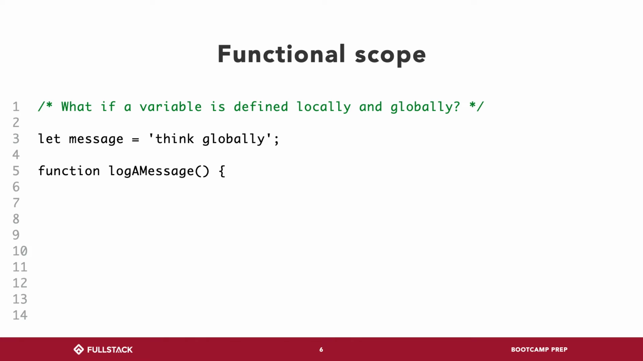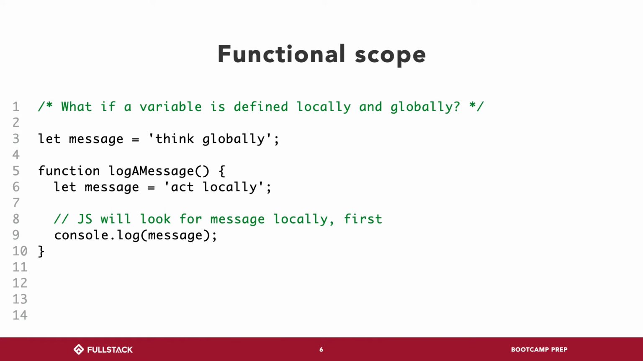What if a variable is defined locally and globally? So, what are we going to get? What will we see in the console? Think globally or act locally? Act locally. Good job.